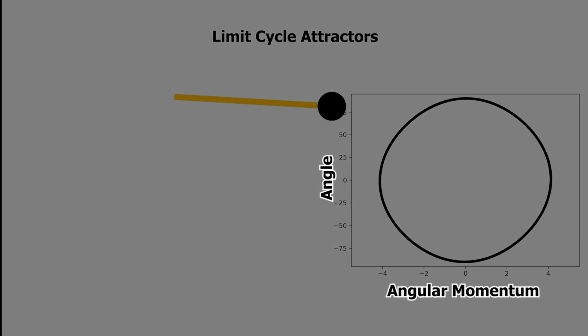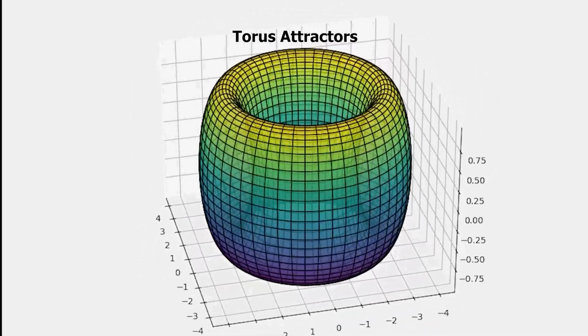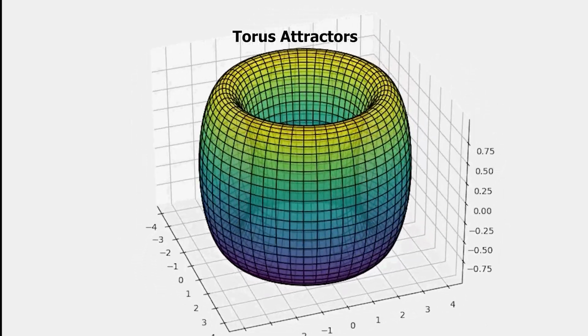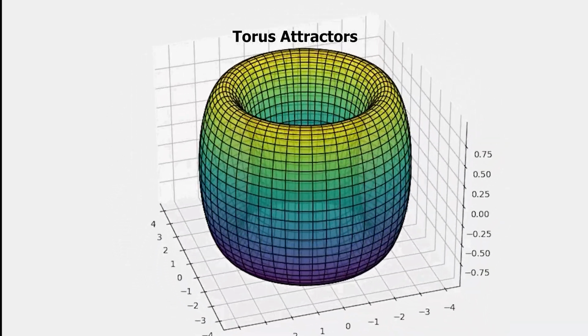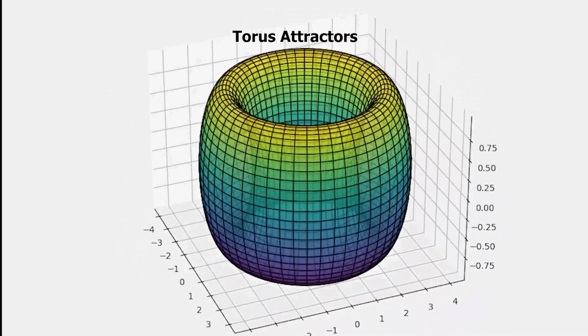Torus attractors represent regular and periodic behaviors, and they are typically found in deterministic and orderly systems. In phase space, the trajectories revolve on a torus, a donut-shaped surface. These trajectories often exhibit quasi-periodic behavior, meaning the system has multiple periods that are incommensurate with each other.